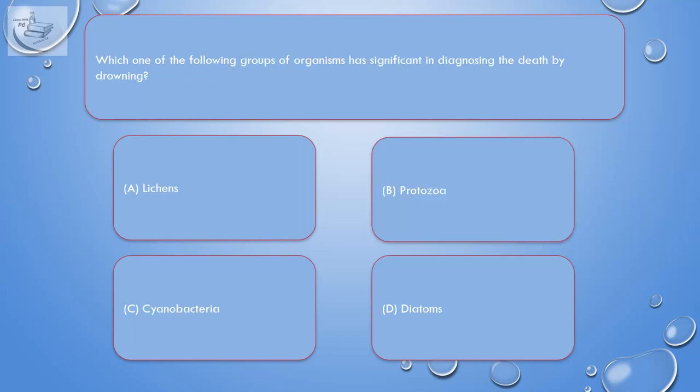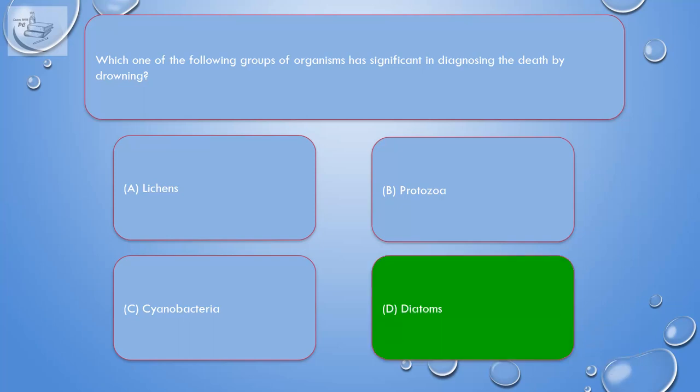Question: which one of the following groups of organisms has significance in diagnosing the death by drowning? A. Lichens. B. Protozoa. C. Cyanobacteria. D. Diatoms. Correct answer is D. Diatoms.